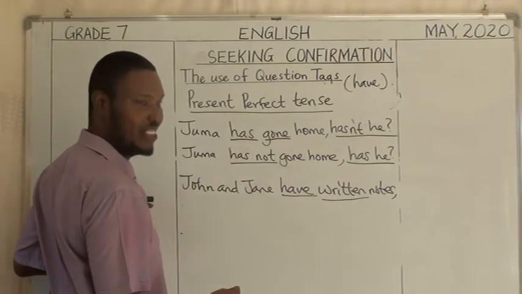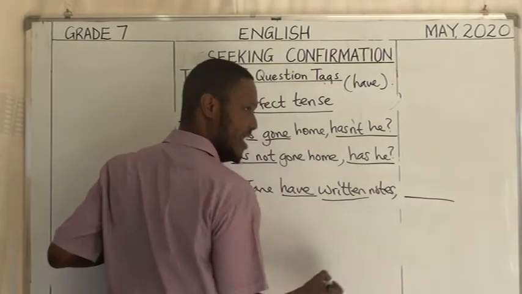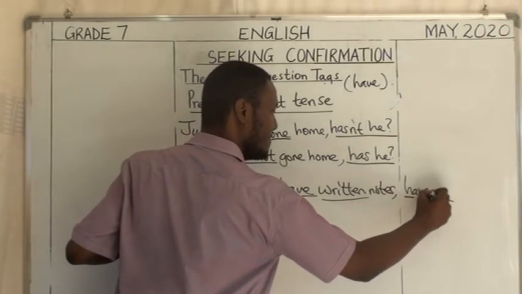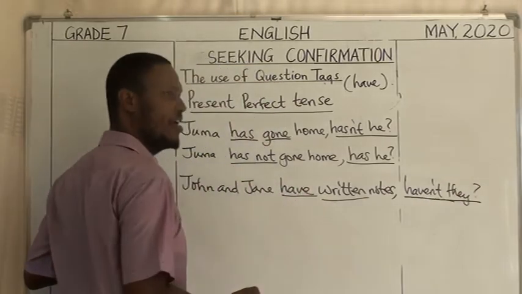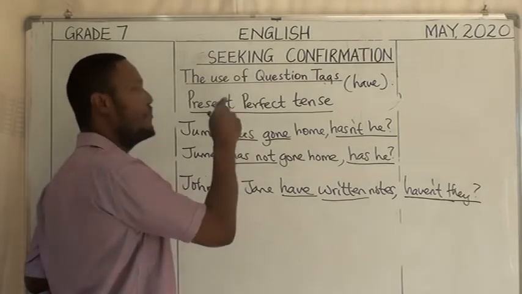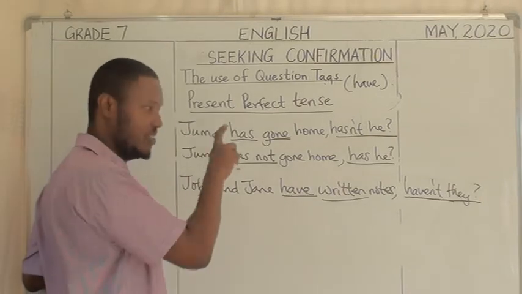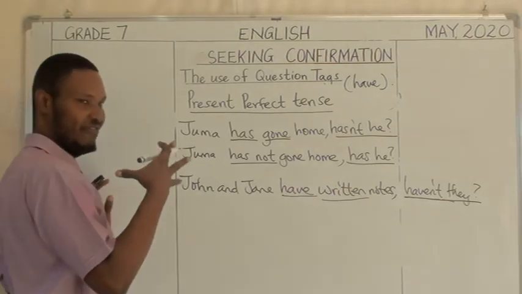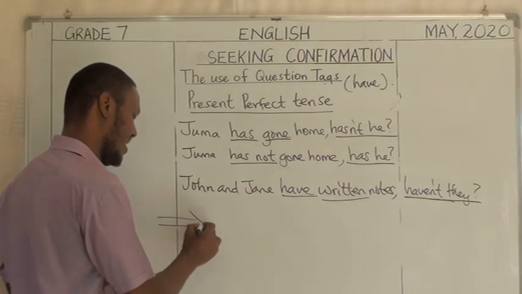What is the question tag here? This is positive, so we have to use a negative tag here. So John and Jane have written notes, haven't they? Do you see the difference between using has and have as helping verbs in the present perfect tense and has and have in the present simple tense to show possession? Do you see how we form that? Maybe let me just go back a bit in the present simple tense and just make one sentence to show that difference.